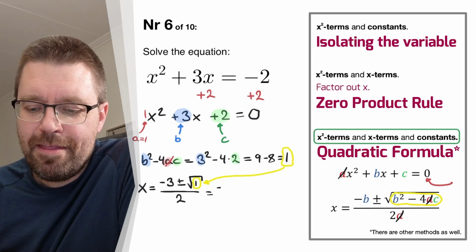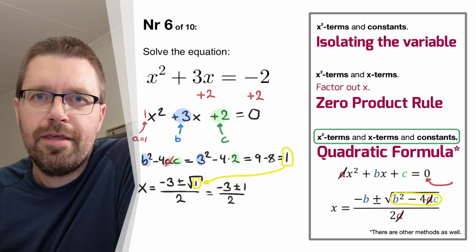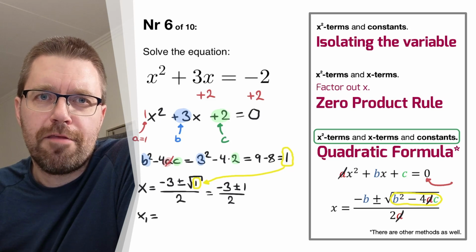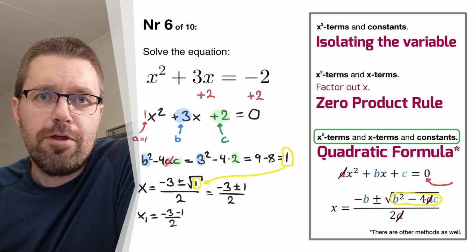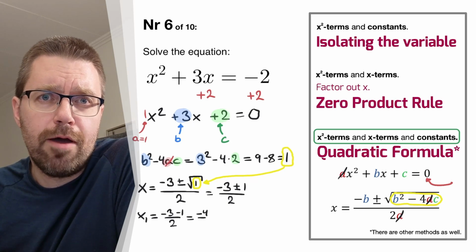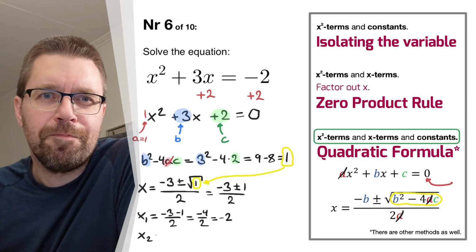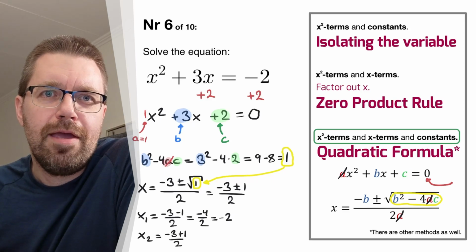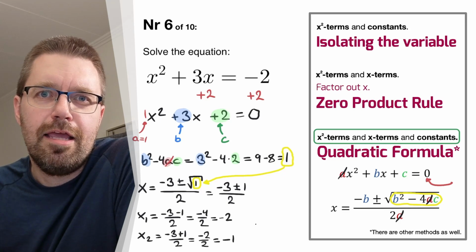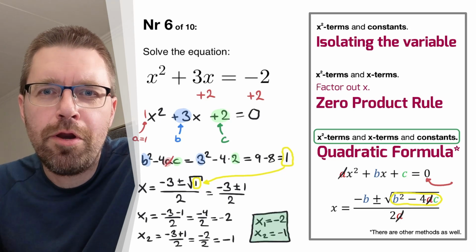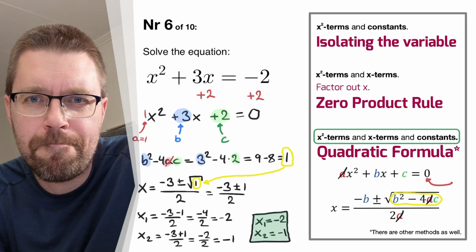Okay. Then we have minus 3 plus minus 1 divided by 2. And then we have our two solutions. If we use the minus sign, we have minus 3 minus 1 divided by 2 equals minus 4 divided by 2, and then it equals minus 2. And the other solution will be like this. We got minus 2 divided by 2, and then it equals minus 1. So the two solutions are minus 2 and minus 1.